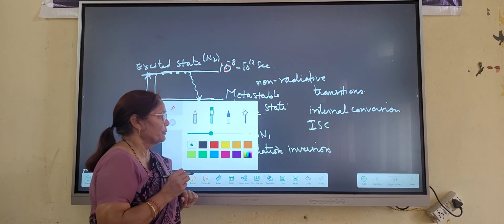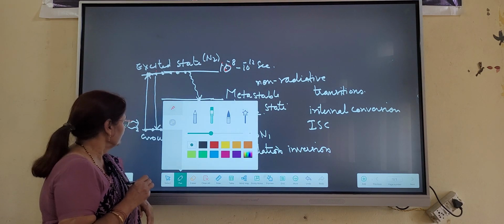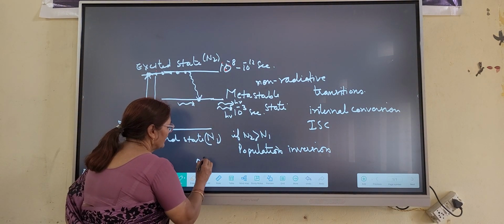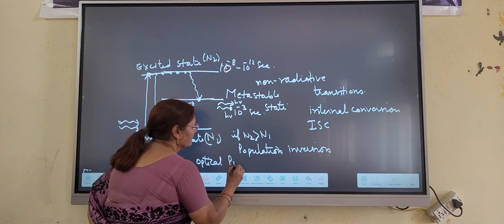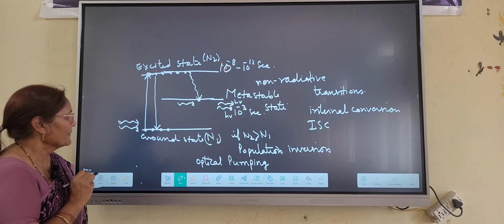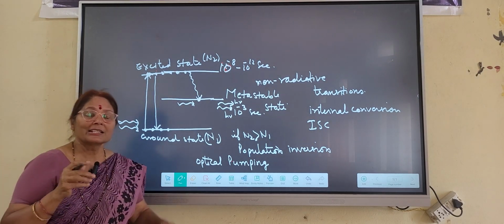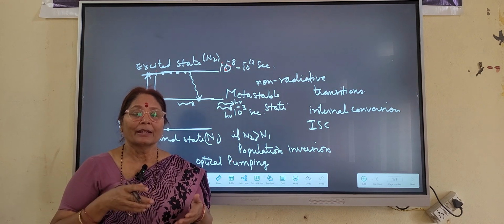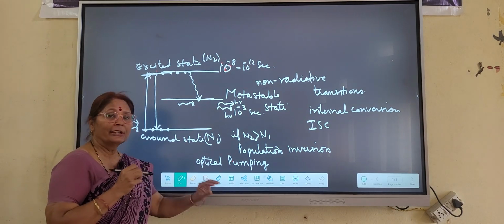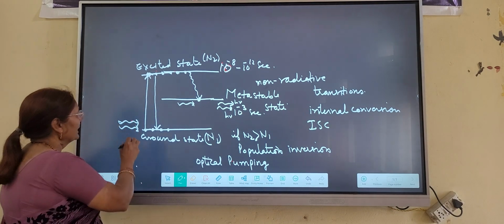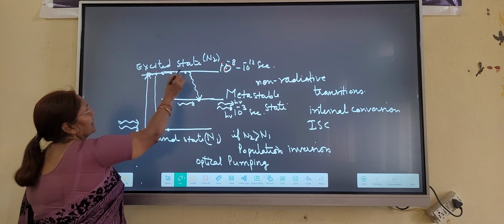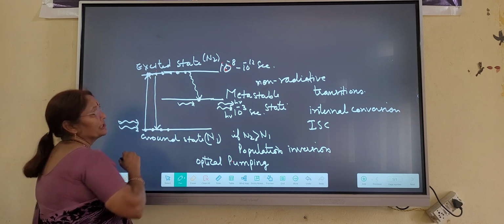So in order to achieve this population inversion, what do we do? We use many methods, but one of the processes is called optical pumping. So what happens in optical pumping? Inside the tube where the lasing action is done, we have a source of light. So by means of that light, we go on giving the radiations continuously. When we are giving the radiations continuously, then these atoms are excited and taken to the higher excited state and the population inversion takes place.